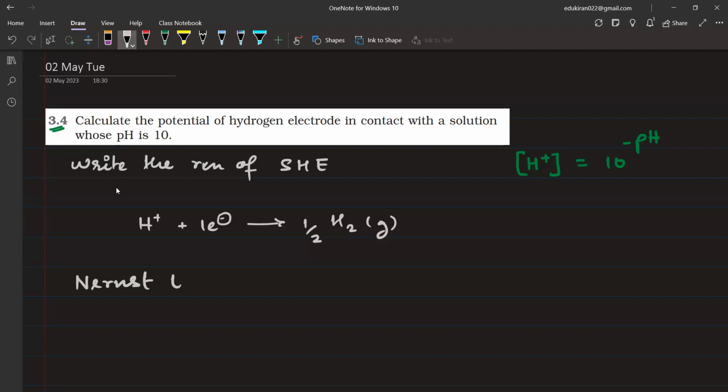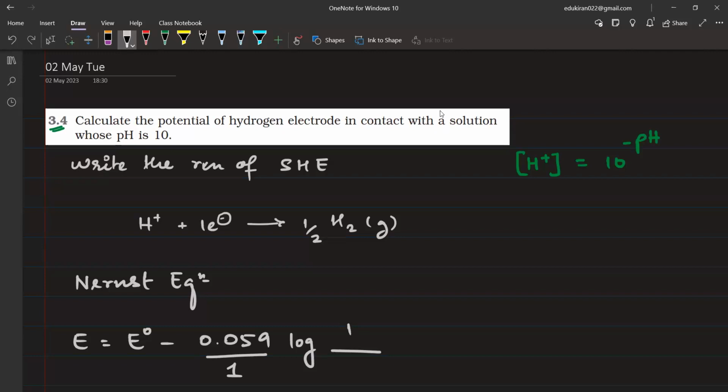So E electrode potential is equal to E naught minus 0.059, divided by number of electrons. What is the number of electrons? Number 1. 1 into log of products by reactants, right? What is the product? Hydrogen gas, H2. H2 gas has a pressure of 1 atm.